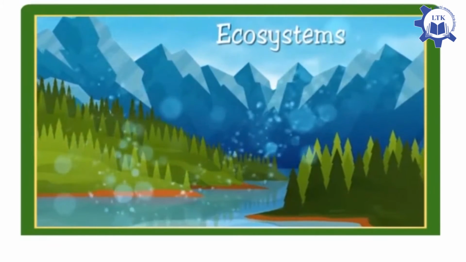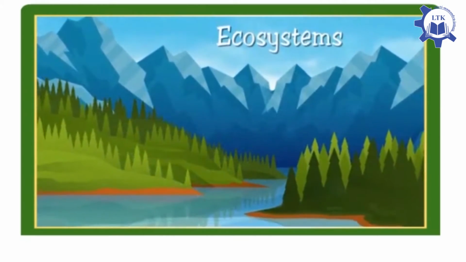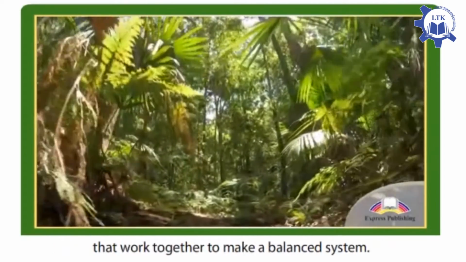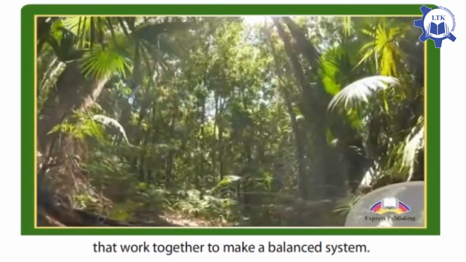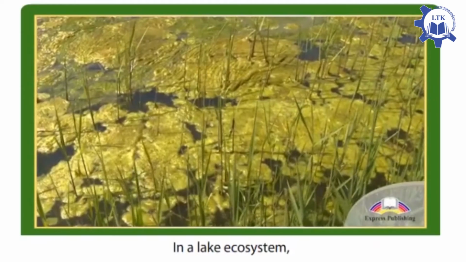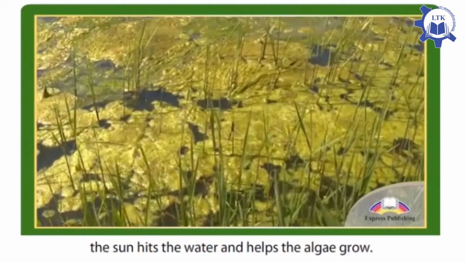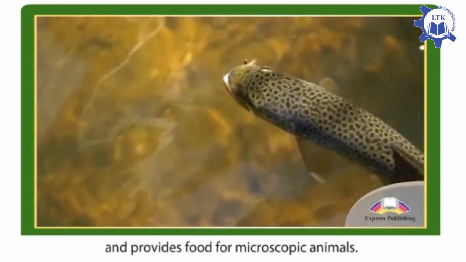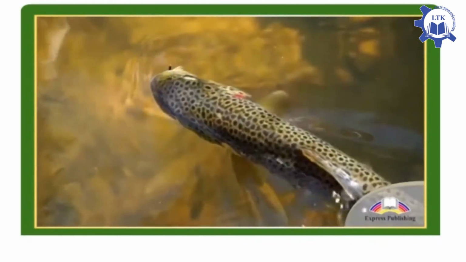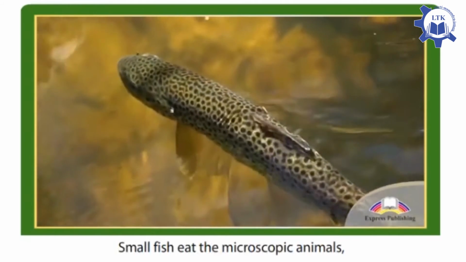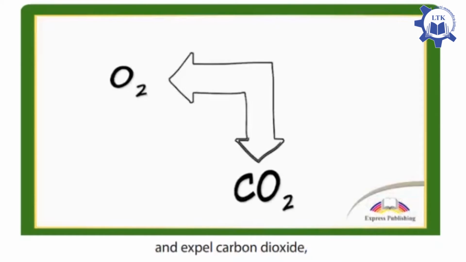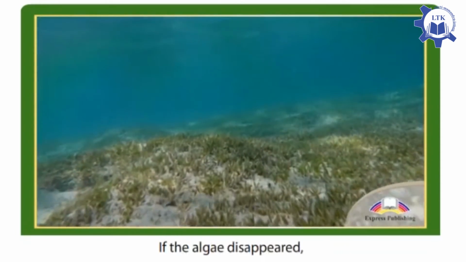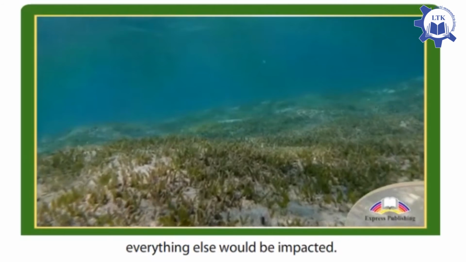Ecosystems. An ecosystem is a community of living and non-living things that work together to make a balanced system. In a lake ecosystem, the sun hits the water and helps the algae grow. Algae produces oxygen for animals like fish and provides food for microscopic animals. Small fish eat the microscopic animals, absorb oxygen with their gills, and expel carbon dioxide, which plants then use to grow. If the algae disappeared, everything else would be impacted.